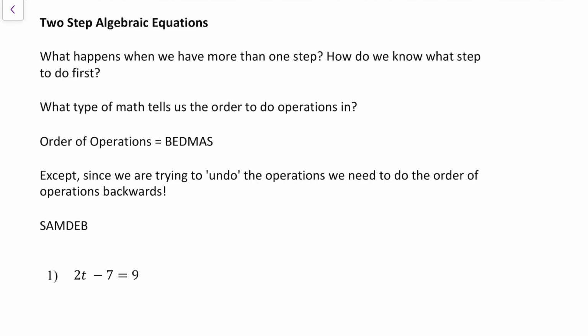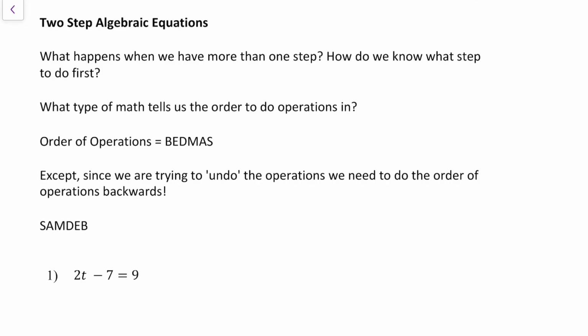Now, when we're solving equations, we're undoing. We're trying to undo those operations. So what we're going to do is the order of operations backwards. If we are trying to solve these, we're trying to get rid of any subtraction or addition first, then any division or multiplication, then exponents or square roots, and then brackets.